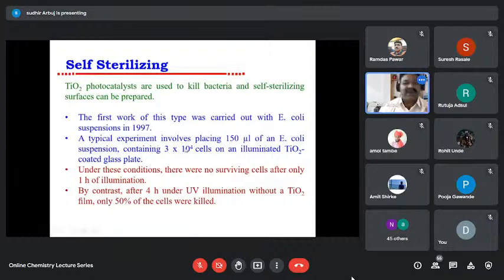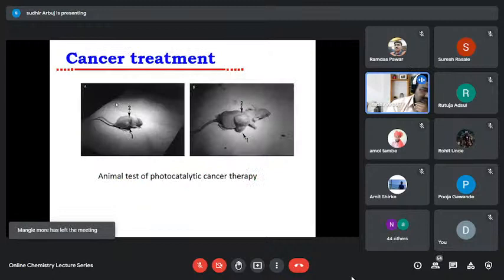Whatever electron hole is there ruptures the cell wall of this bacteria or virus. With the rupture of this cell wall, the bacteria or virus get deactivated. So this technique is also used for cancer treatment.